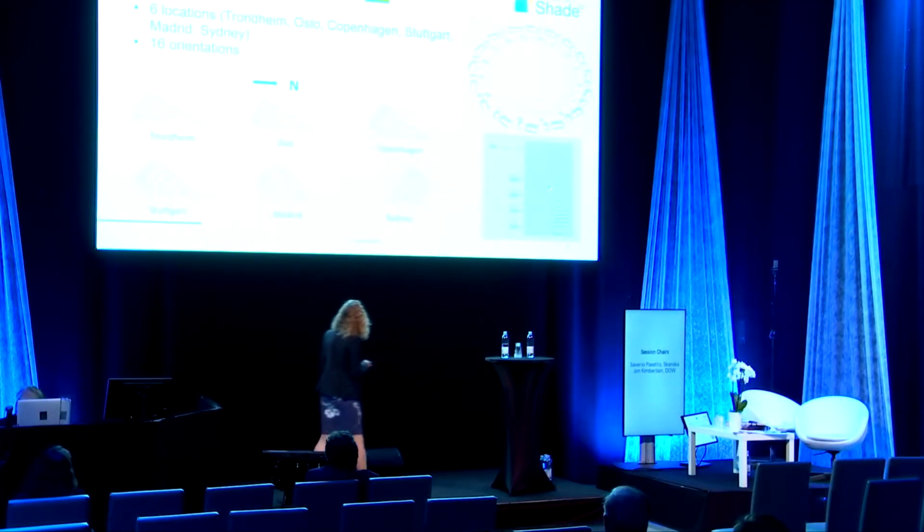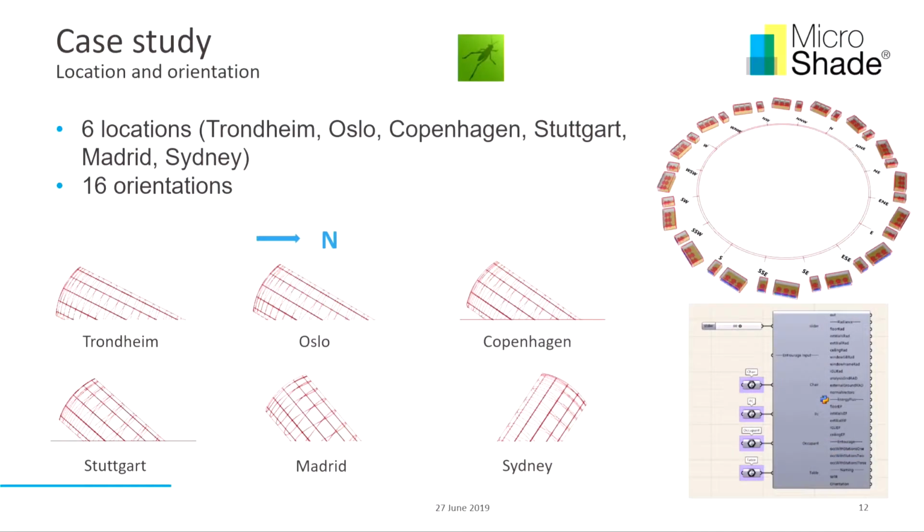We wanted to see how these different shading options were performing in different climate zones. So we took, you can see, far north, Trondheim, Oslo, Copenhagen, Stuttgart, Madrid, and then Sydney, just to have somebody on the other side of the world to see how that would perform in this climate. And then, because we could do this parametric variation, we also took 16 different orientations, so we covered everything more or less. And then we ran the workflow and did more than 10,000 simulations, both on indoor climate and daylight.